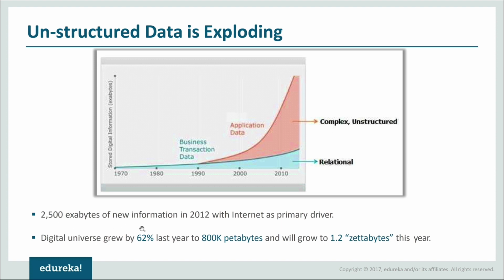2,500 exabytes of new information in 2012, with the internet as the primary driver. The digital universe grew 62% in just one year to 800k petabytes, and it will grow to 1 zettabyte this year. So of course the numbers are pretty dramatic. Relational data is not increasing at that much pace because most companies are moving to NoSQL databases. And secondly, there is a lot of unstructured data. You can see with big data analytics, we are targeting this orange zone, that is your application data.